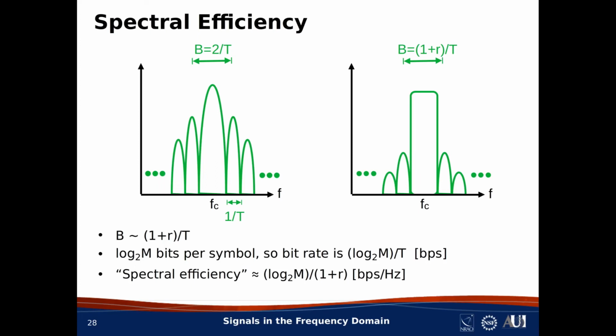But M equals 4 for QPSK, so for QPSK we send 2 bits per symbol. In any event, the bit rate is simply log base 2 of M divided by the symbol period T, and that gives us the bit rate in bits per second. So, spectral efficiency is bits per second achieved by the modulation divided by the bandwidth that's required. And if we use the first null bandwidth as our bandwidth metric, then spectral efficiency is log base 2 of M divided by (1 + r), and that gives us spectral efficiency in bits per second per hertz.